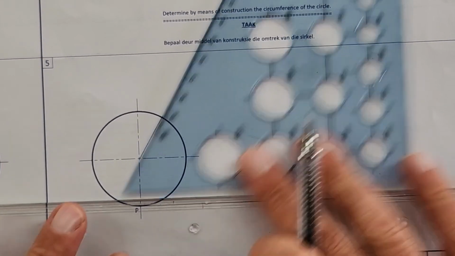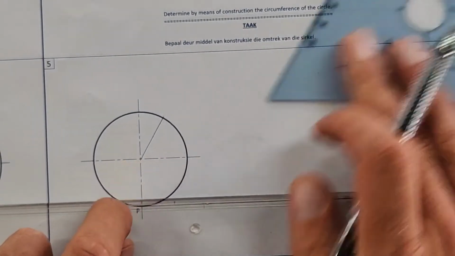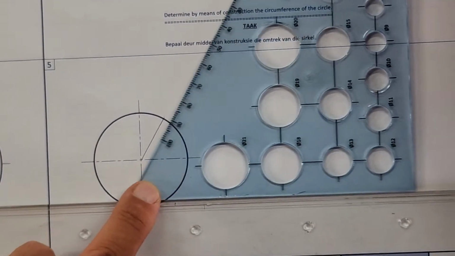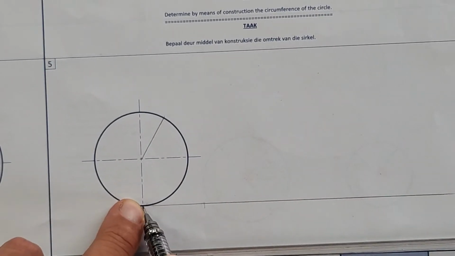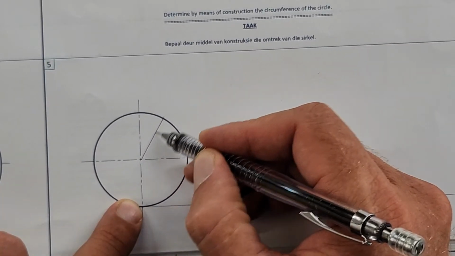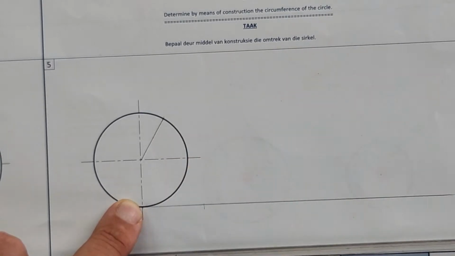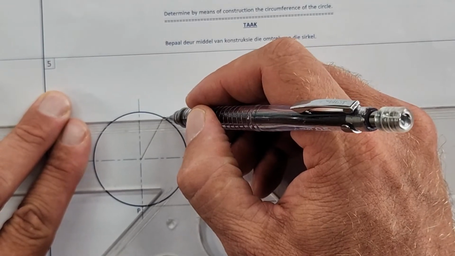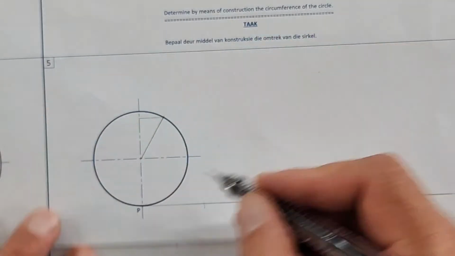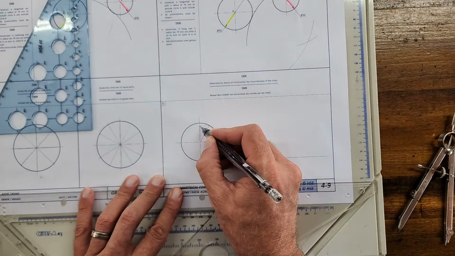Okay? So just from this point at 60 degrees, just second line you're going to draw. So one is just a construction line out of P. The second one is just 60 degrees to that point. Happy? Yes. Okay, then you're going to draw a line parallel to the center line. So you're bringing that height across to that point.